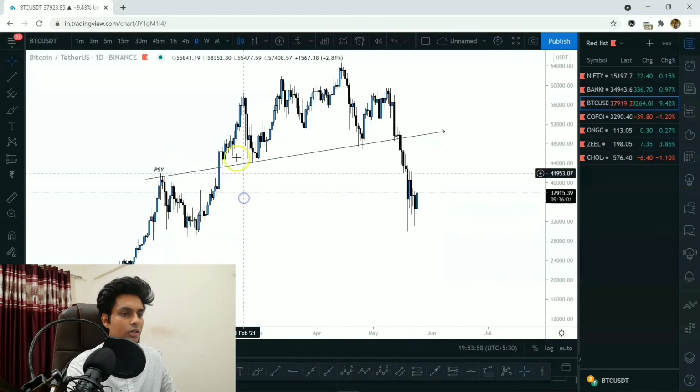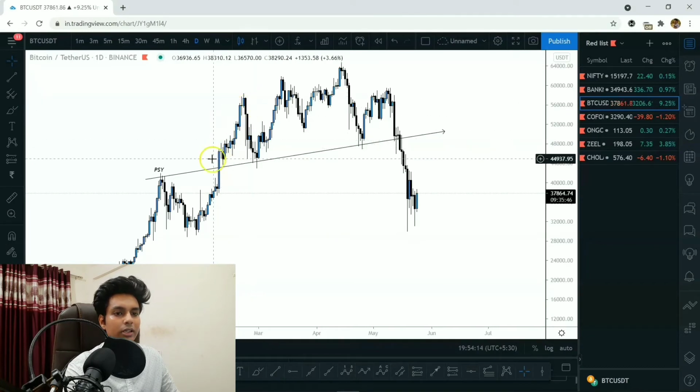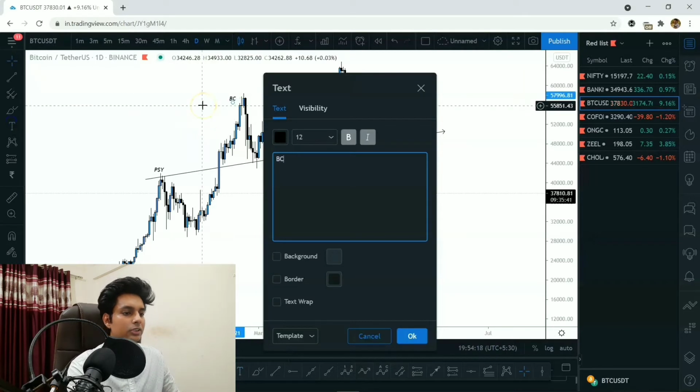All right, now if you see, there is a very huge move here, and the prices move very high. This is where the prices are currently, right? So this is what we call the buying climax. This is your buying climax.